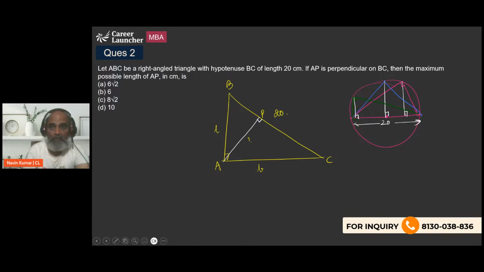The largest will happen when this length is equal to the radius. So if 20 is the diameter, 10 is the maximum length we can have. Or this altitude is half of hypotenuse. So D becomes our answer.